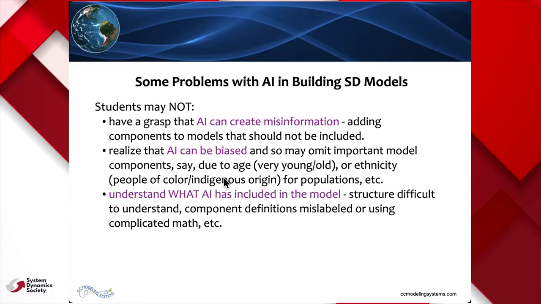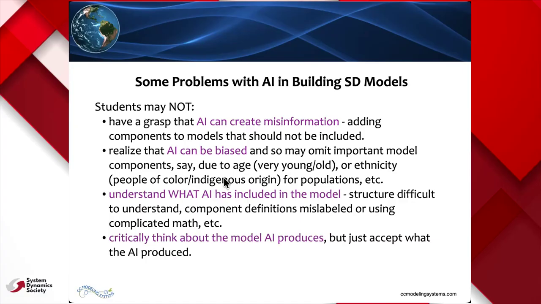Students may not realize what AI has actually given you in a model. It may give you so many stocks and so much structure that you can't even understand what AI has given you. Or it may put mathematical definitions in each icon that are too complicated. The math is too complicated and shouldn't be complicated. It may not make good labels for the icons. So we have to be aware of this.